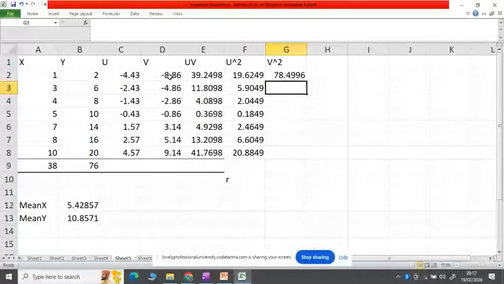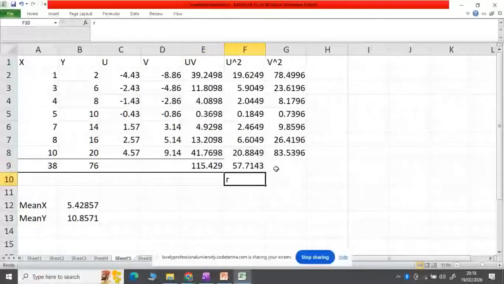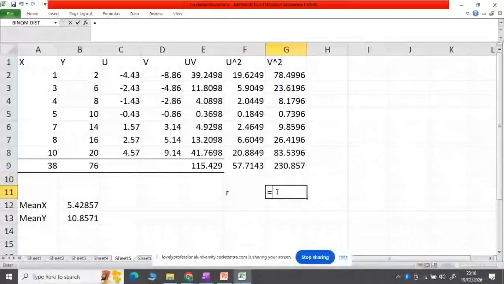Now we will find the sum of uv. It should be near 115. Sum of u square should be near 57, and sum of v square should be near 230. Now what is R? R was, using formula 1, sum of uv divided by the square root of sum of u square into sum of v square.